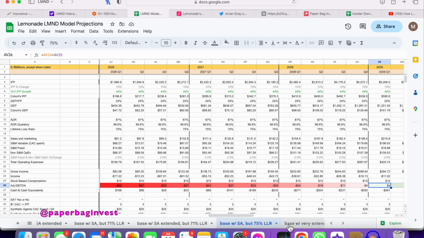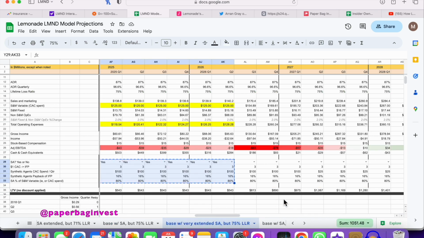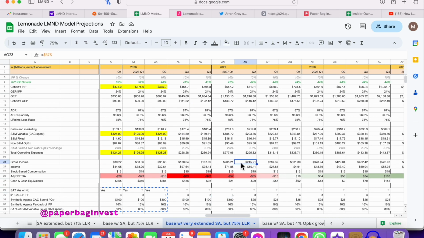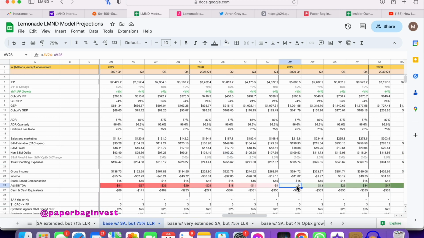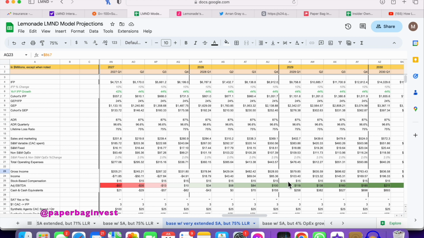So huge difference. And again, I did the same thing, 75% LLR, but with extended synthetic agents. So we've pushed that out as well for those next few quarters. And instead of 2029, we're moving that again forward from 2029 to about the very end of 2027. So definitely a positive effect once again.